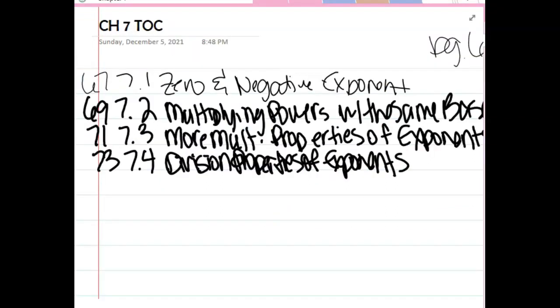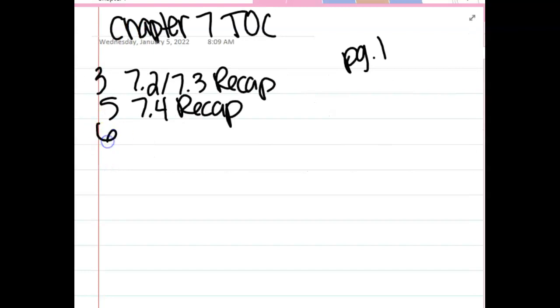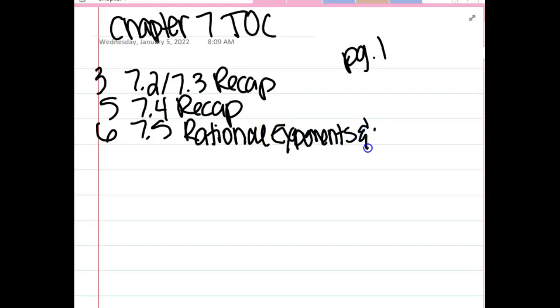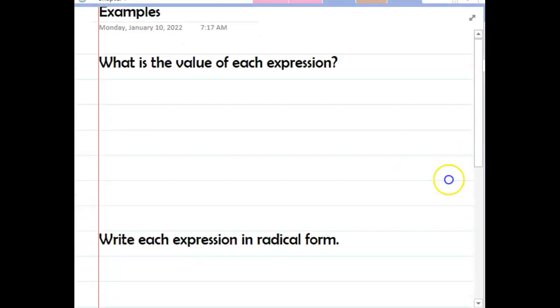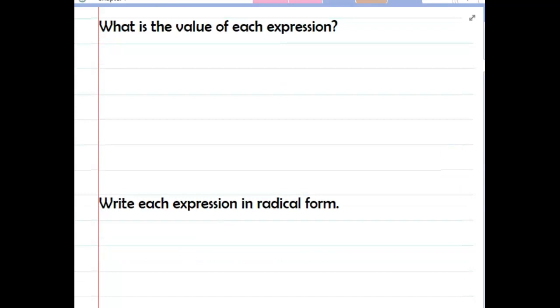All right, let's get this glued into page 6. This is section 7.5, and it is rational exponents and radicals. All right, so we're going to do a few different things today. We're going to simplify some radicals, and then we'll go back and forth between the rational exponents and the radicals. So let's start by simplifying some radicals.